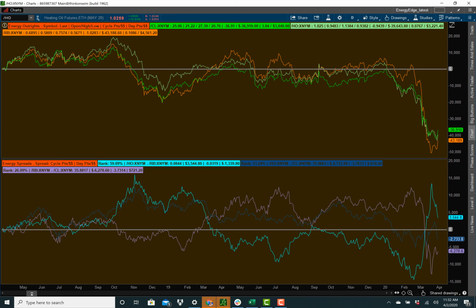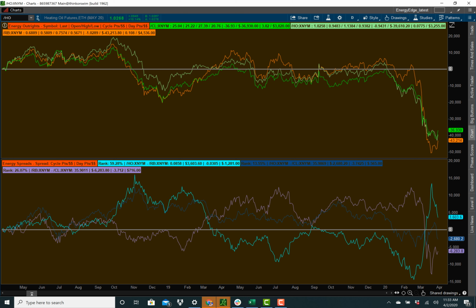So this is the same chart. I just put them on spread. So now the light blue, we have heating oil minus RBOB. It's just the difference. The dark blue is heating oil against WTI. And then the pink is RBOB against WTI CL.